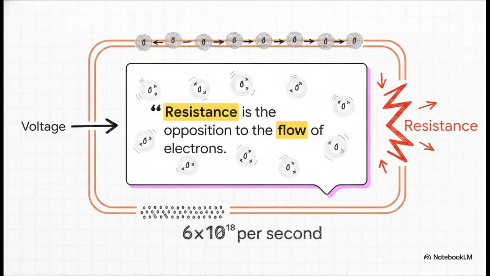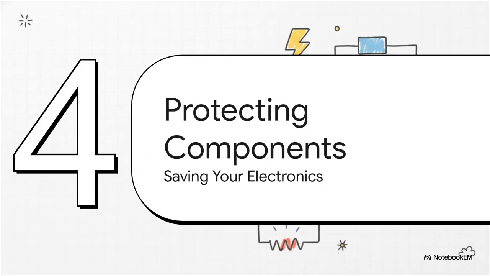To really visualize this, think about the atoms inside a standard copper wire. They have these free electrons in their outer shell that naturally just bounce around in random, totally useless directions. Our voltage comes in and organizes them, pushing them all uniformly in one direction so they can do useful work. Resistance is the ultimate opposition to that flow. It's like a bottleneck. It is actively trying to prevent those 6 quintillion electrons per second from getting through the wire.